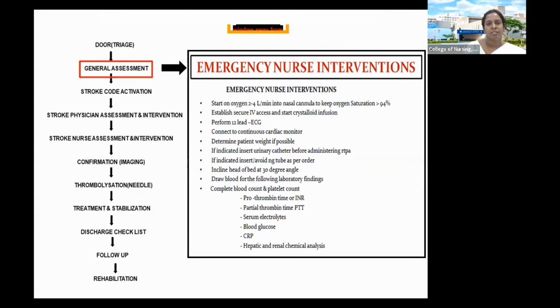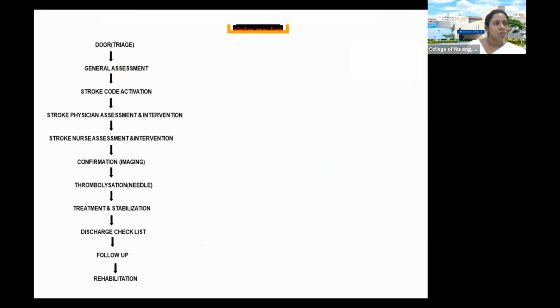Draw blood for investigation. The common investigations that we will want are the bleeding parameters like INR, PT, APTT. Serum electrolytes are important because electrolyte imbalances can mimic a stroke. Blood glucose is very important, and the other parameters like renal function test and liver function test. Then comes the stroke code activation.